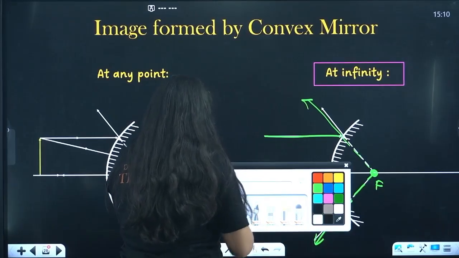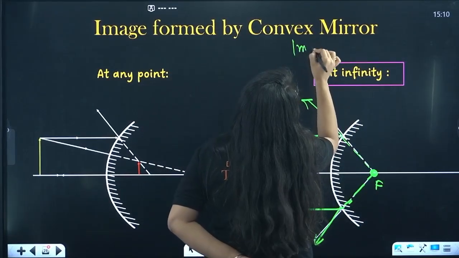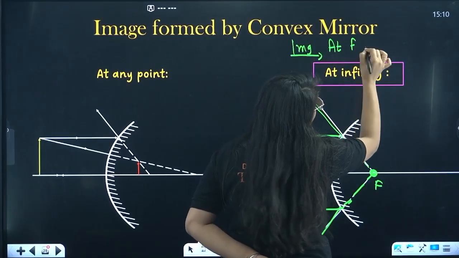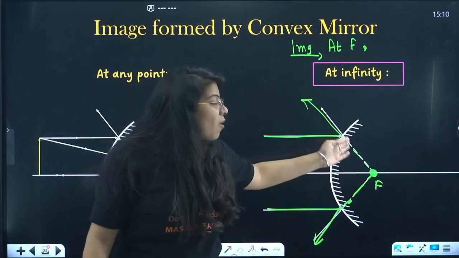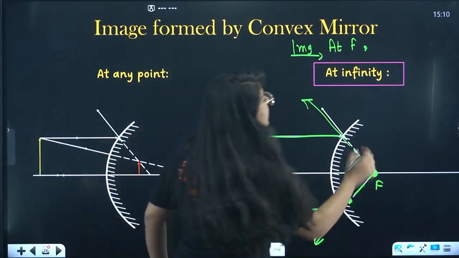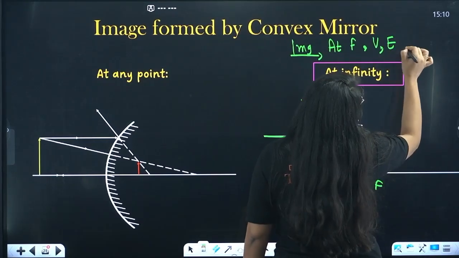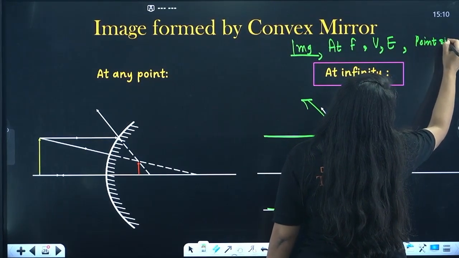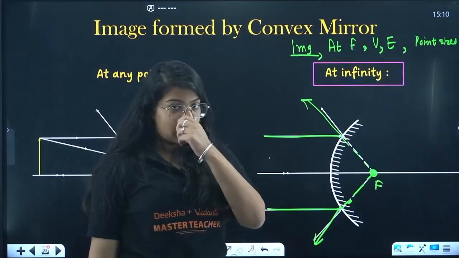Now let's write about the image. Ma'am, this image is being formed at the focus. Okay, now are the real rays meeting? They are not meeting. The image is formed by virtual rays, so this image is virtual and it will be erect, right? And it is point sized. Understood?